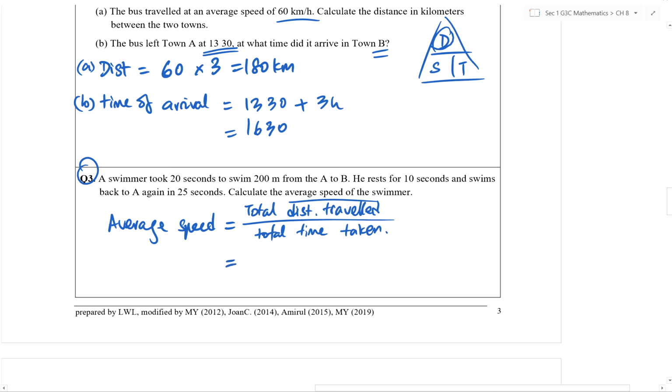So he traveled from A to B. That is a total of 200 meters. He rested for 10 seconds, so no distance traveled. After that, he swam back to A again. That's another 200 meters. Now we divide this by total time.